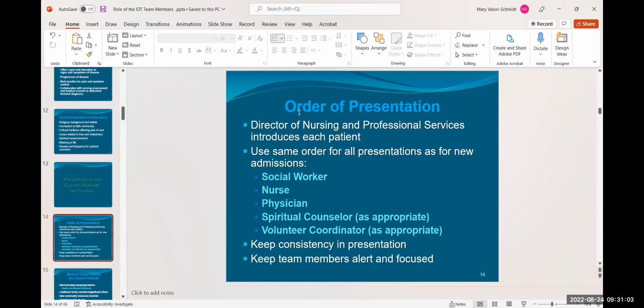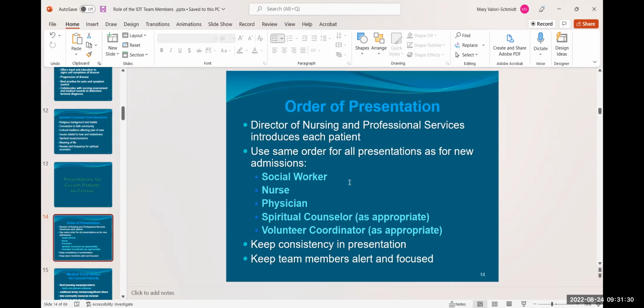So either the DON, or the director of clinical services, we all have different names, we should be doing it in the same order. Believe it or not, Medicare says the social worker goes before the nurse. Now we can flip them and have the nurse, then the social worker, the physician, spiritual and volunteer coordinator, right? But the presentations need to be consistent and need to be brief, succinct, to the point.